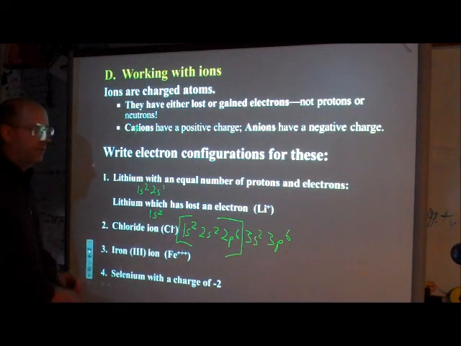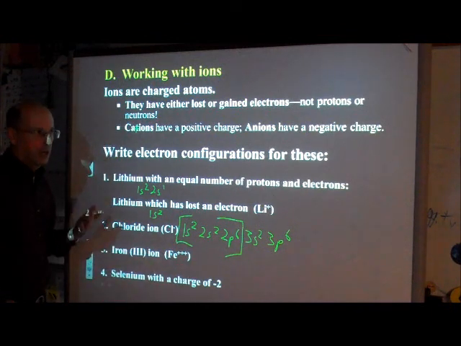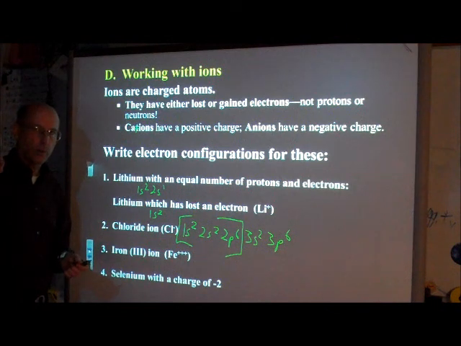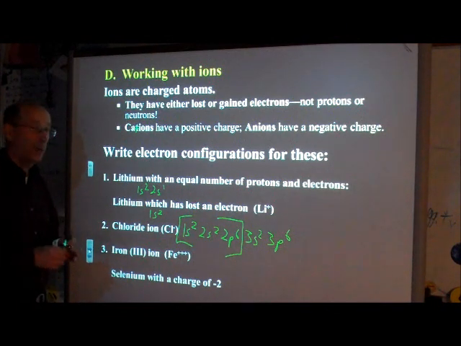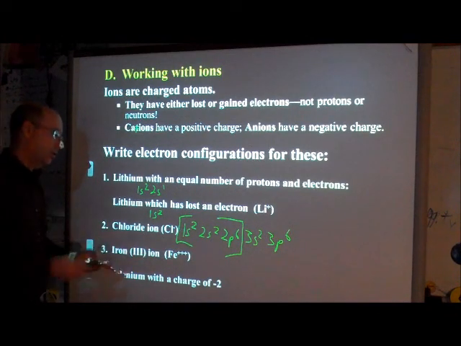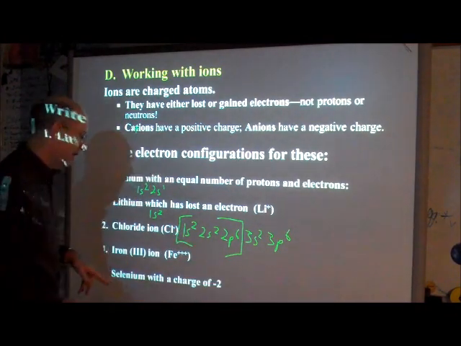Iron 3 ion. How many electrons do you need for that? Iron 3. Well, iron is supposed to have 26 electrons, but if it has a +3 charge, it's thrown away 1, thrown away 2, thrown away 3 electrons. So it had 26, threw away 3, now it has 23 electrons. So you do 1s2, 2s2, all the way up until you get to 23, and you're done.